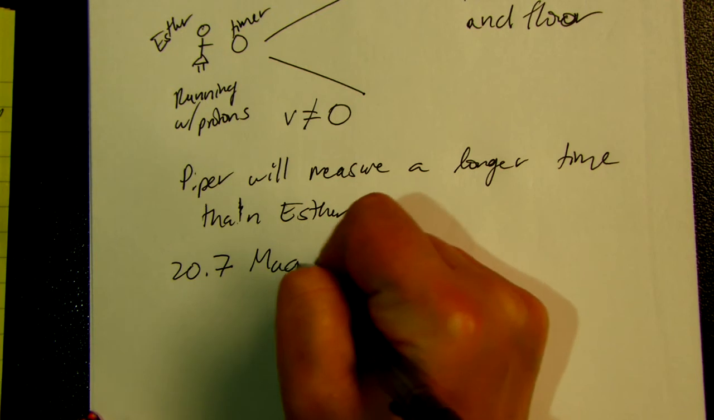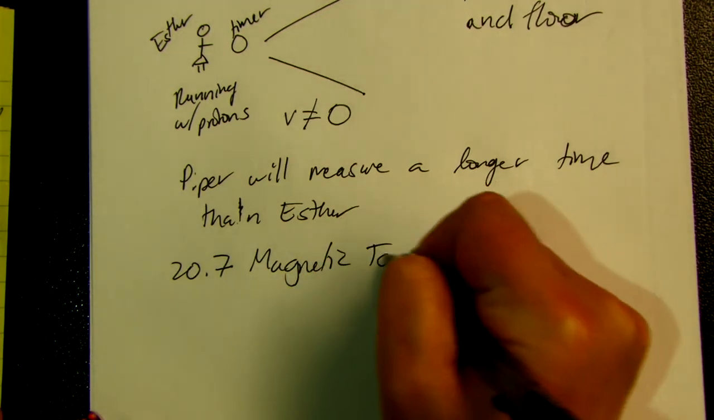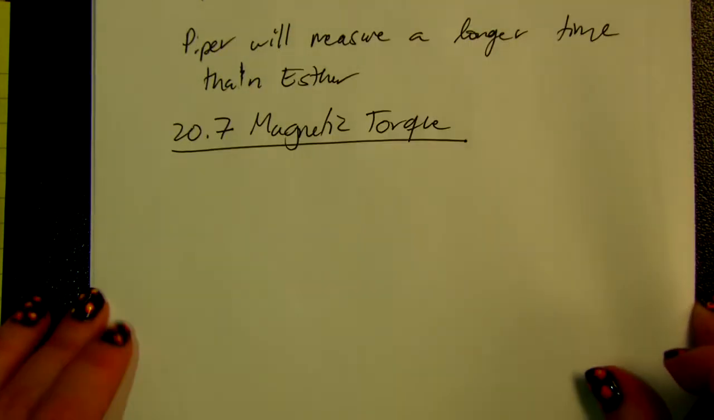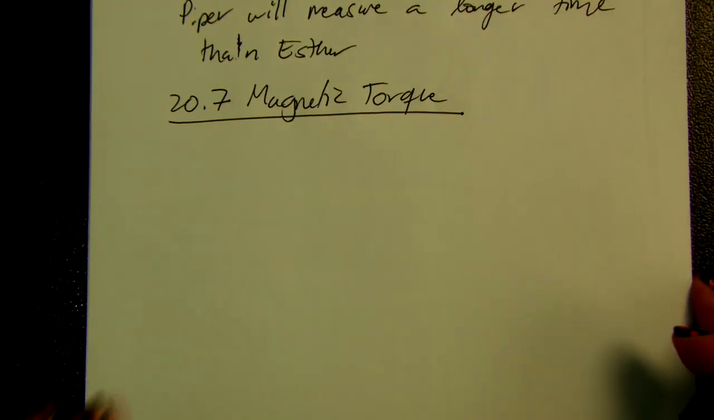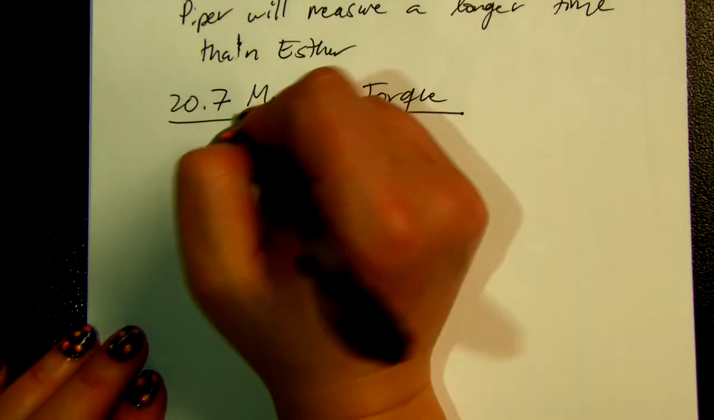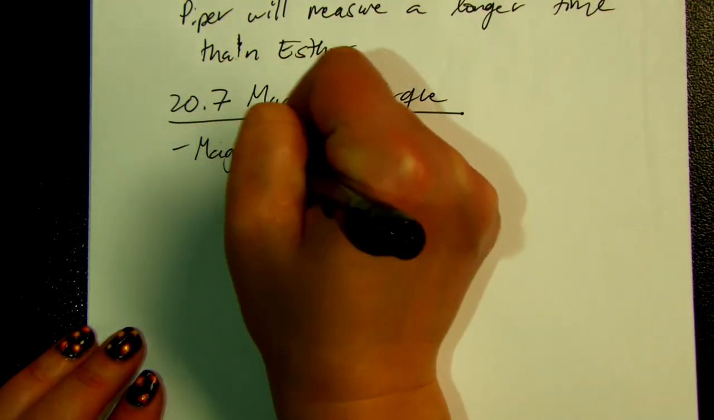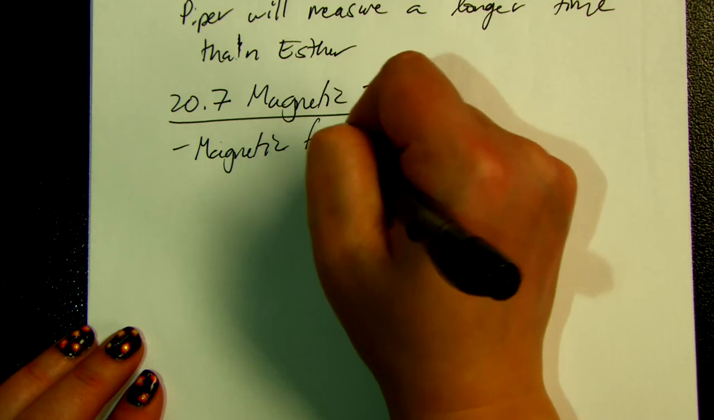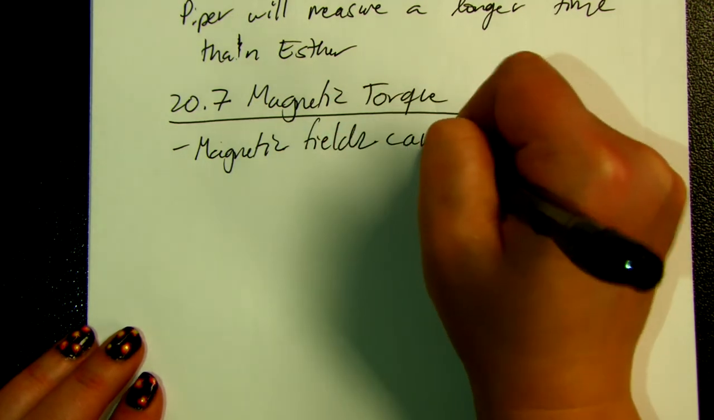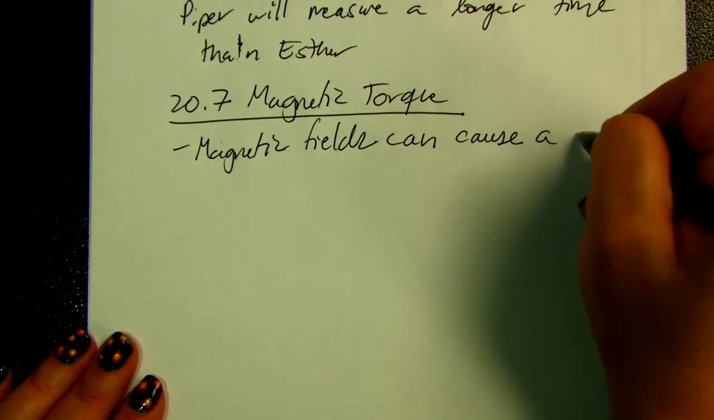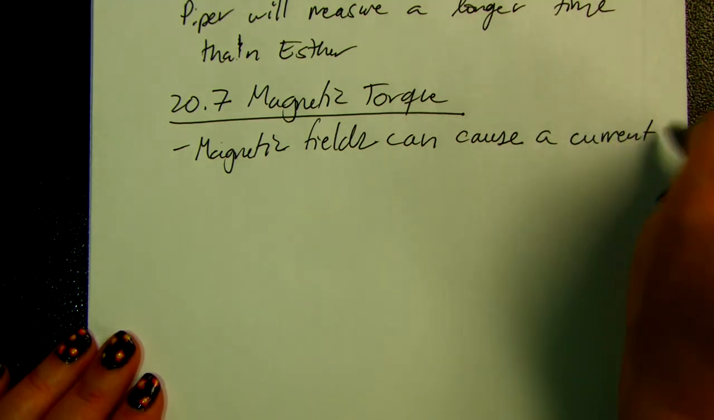and talk about magnetic torque. So, magnetic fields can cause a current-carrying wire to twist. Magnetic fields are very cool little things. I mean, we've known magnetic fields were cool for a long time. Let's face it, we all played with magnets, and we all know how much fun they are.